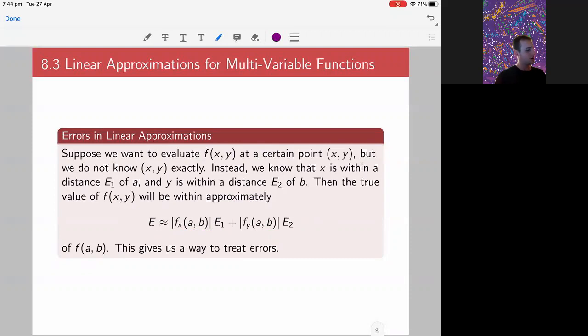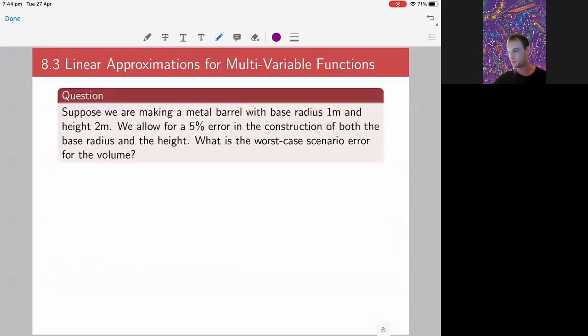So let's get on with an example of this. Let's suppose that we're making metal barrels. Let's say that we're asking that the radius of the base of this barrel is 1 meter, and let's suppose that its height is 2 meters. Now let's suppose that it's basically impossible to get something that's exactly 1 meter. So let's suppose that we're allowing for a 5% error in the construction of the radius, and let's suppose we're allowing the same error in the height. What is the worst case error for the volume that we would expect in this situation?